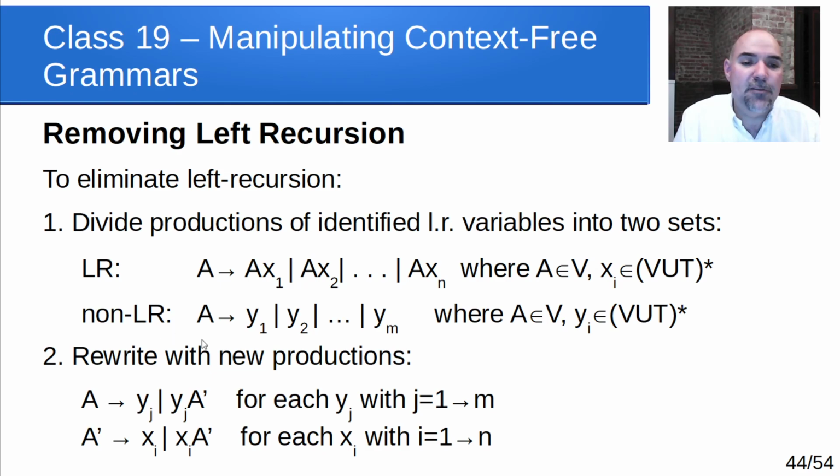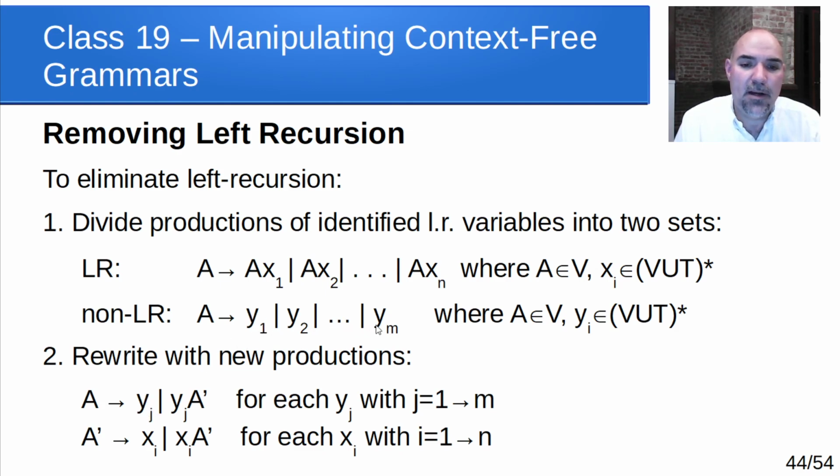And then the non-left recursive productions, we list those out, and we're just going to call those y instead of x. And we don't have the A first on those, we just have the non-left recursive part of that. And then what we're going to do is delete the A production altogether, get rid of all of them, and replace it with new productions where A produces yi, or yj in this case.